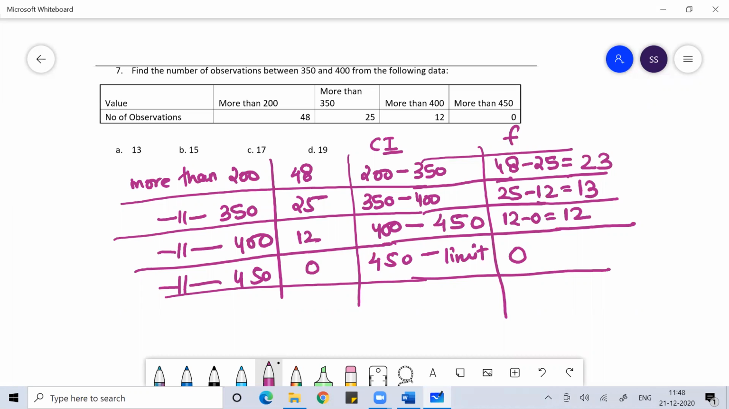23. So they're asking you the number of frequency between 350 to 400. So 350 to 400, this would be 30. The answer is 30. The sum of this should be equal to 48.